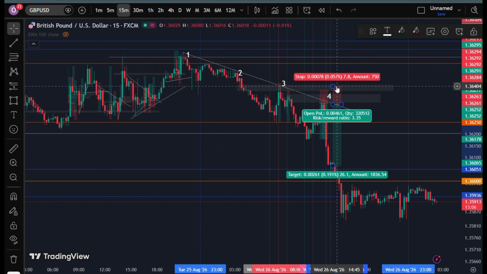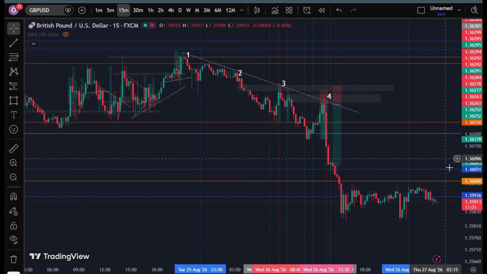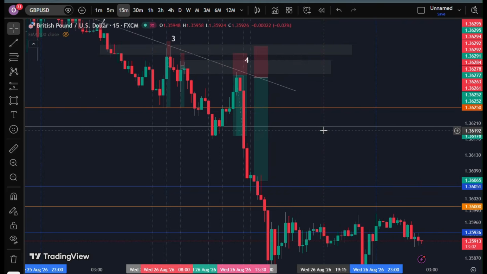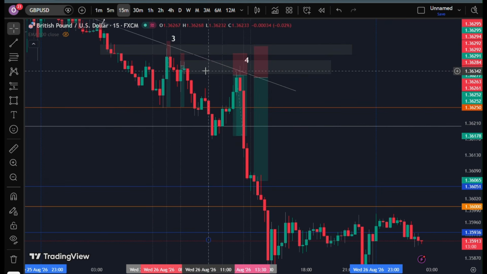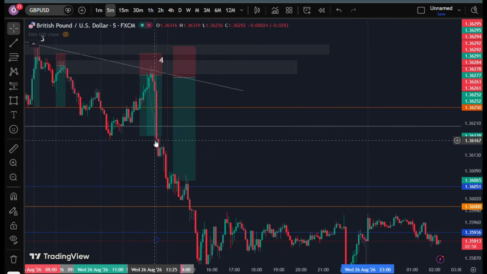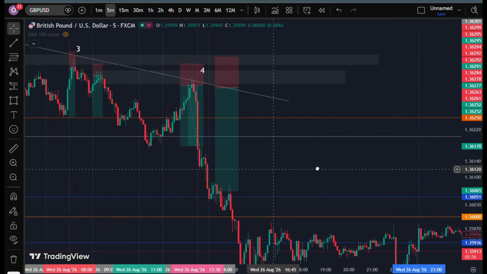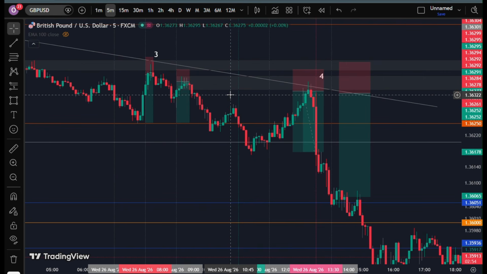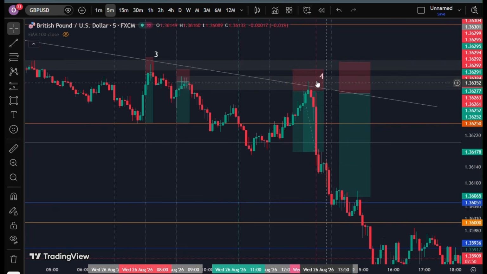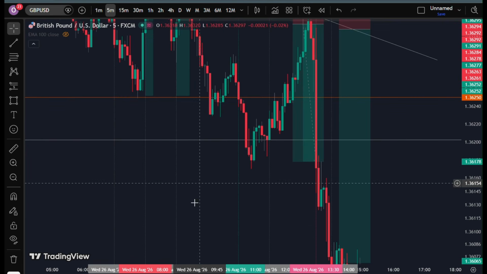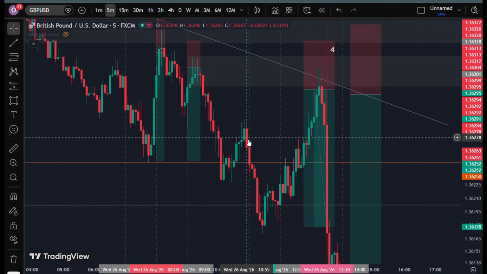So we just took entry from the other block, that's all. No confirmation, nothing. This would have been a good confirmation, but it was not close to the line. It was a kind of good inducement of this level. It broke structure and came back to it. So this is a kind of confirmation for us, but it wasn't close to the line. It was just around this level. It was close to this breaker block.